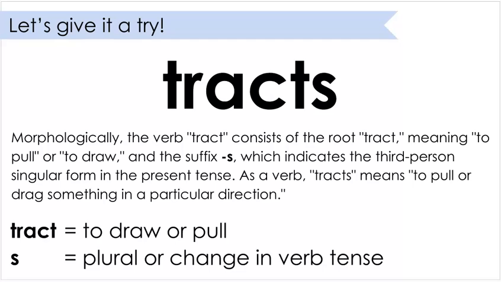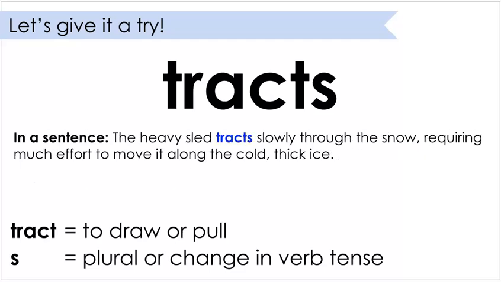Morphologically, the verb tract consists of the root tract, meaning to pull or to draw, and the suffix s, which indicates the third person singular form in the present tense. As a verb, tracts means to pull or drag something in a particular direction. In a sentence, we would say, the heavy sled tracked slowly through the snow, requiring much effort to move it along the cold, thick ice.